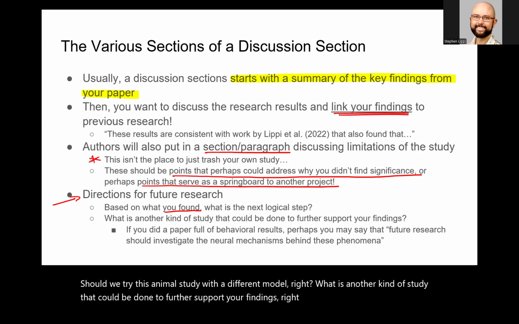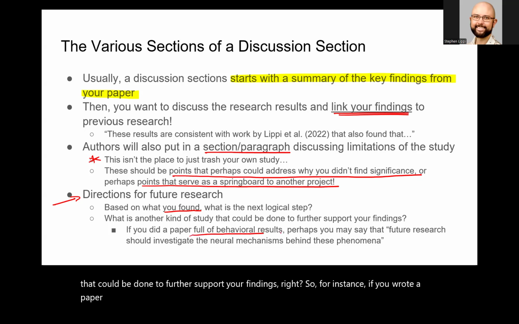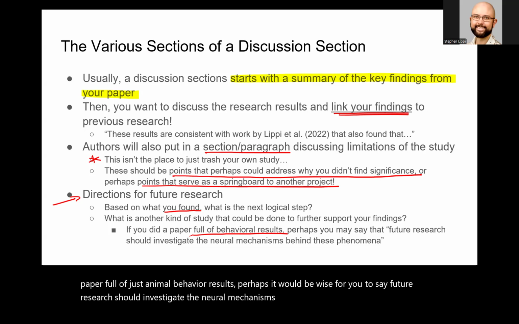So for instance, if you wrote a paper full of just animal behavior results, perhaps it would be wise for you to say, future research should investigate the neural mechanisms behind these phenomena, right? Upcoming studies should look at the brain.